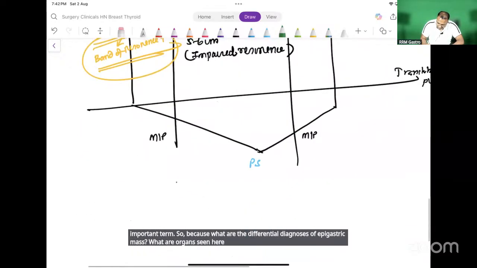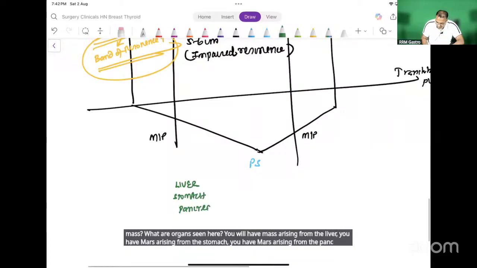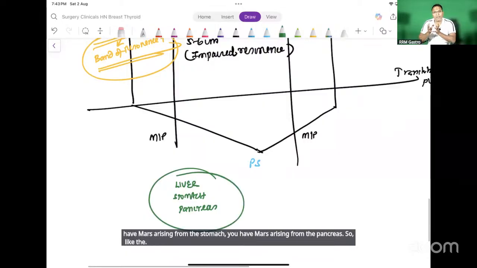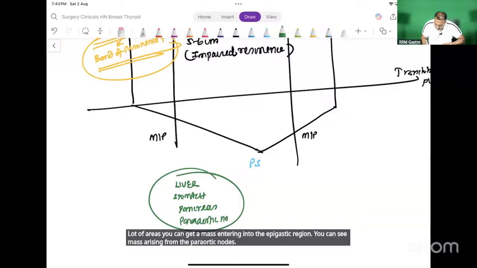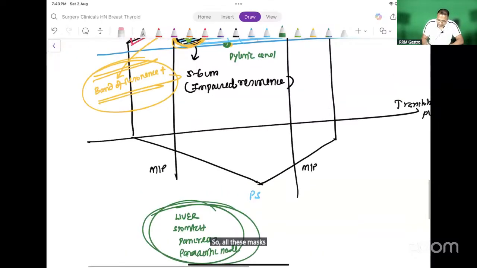You will have mass arising from the liver. You have mass arising from the stomach. You have mass arising from the pancreas. So like that, a lot of areas can give a mass entering into the epigastric region. You can see mass arising from the para-aortic nodes. So all these masses can present as an epigastric mass.